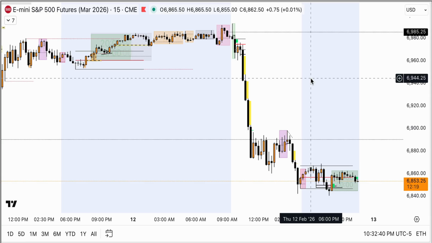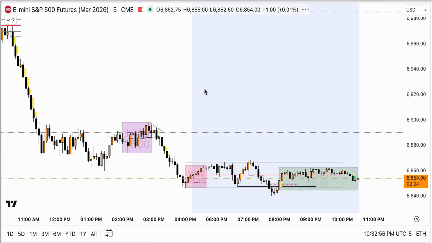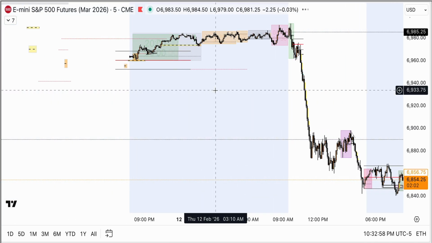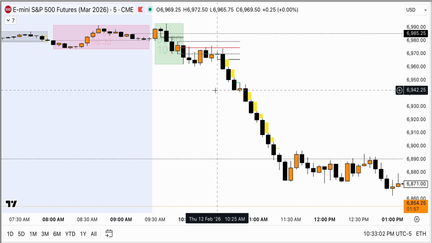So in the two-step model, we have three steps, three steps I follow every single day. The first is identifying direction. So here I have ES and I go to the 5 minutes. You guys know I always use the 5 minutes. This is my operational time frame.